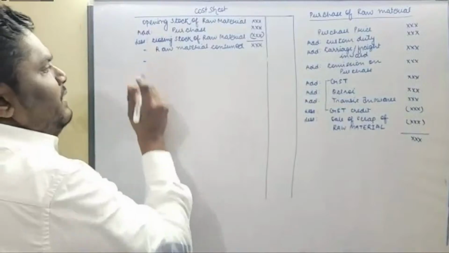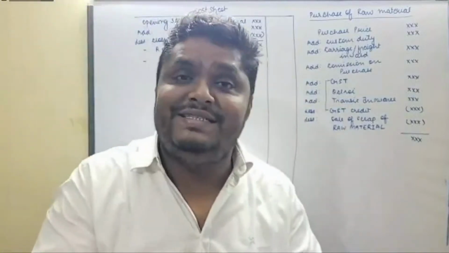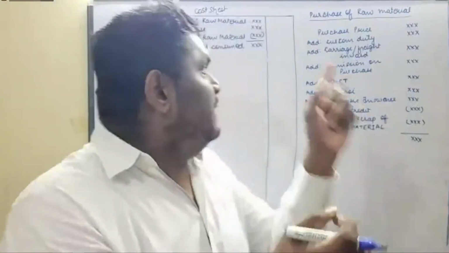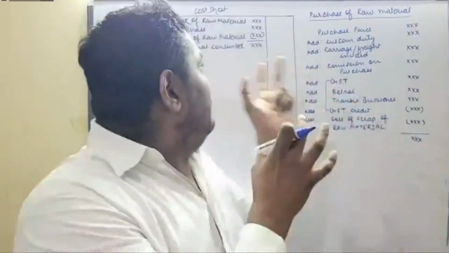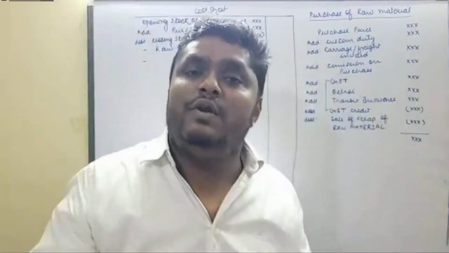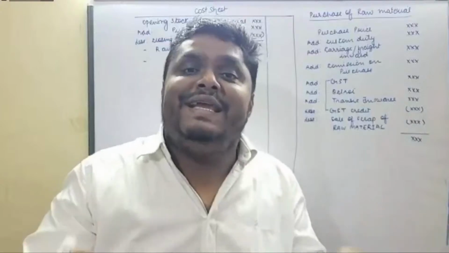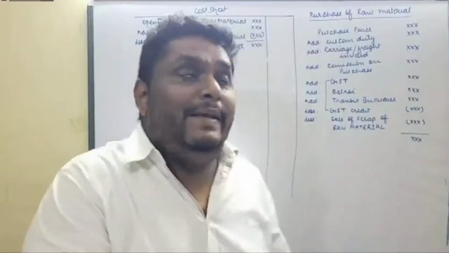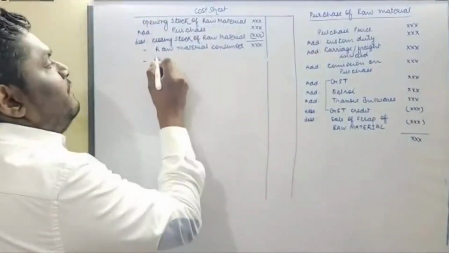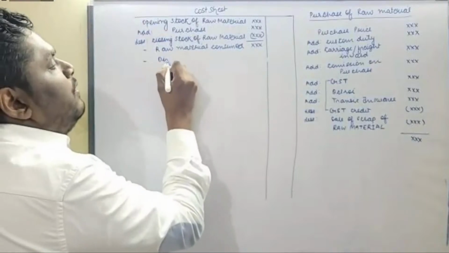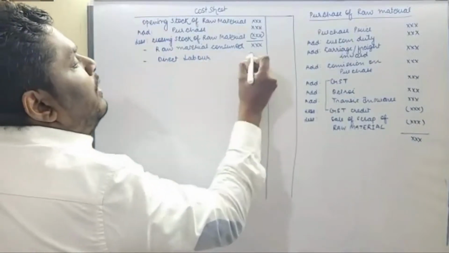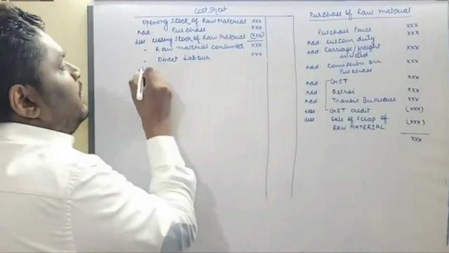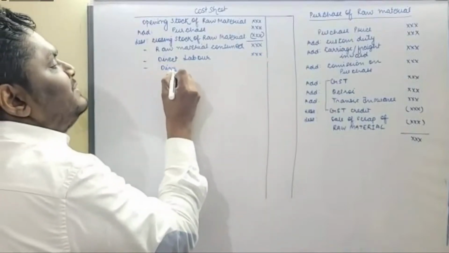So thereafter, the next element of the cost, that is direct cost, is what? Direct labor. Material part is over. Raw material consumed, we have already calculated. So this is the raw material consumed. In this, the second element we will add, that is direct labor. So thereafter, after material, it will be direct labor and all the direct expenses.